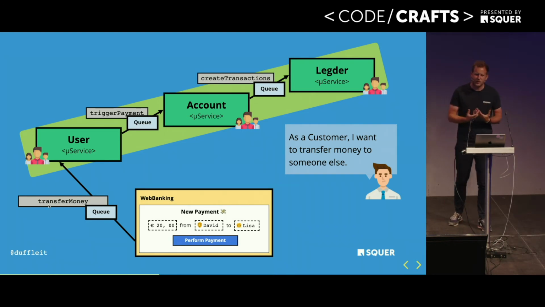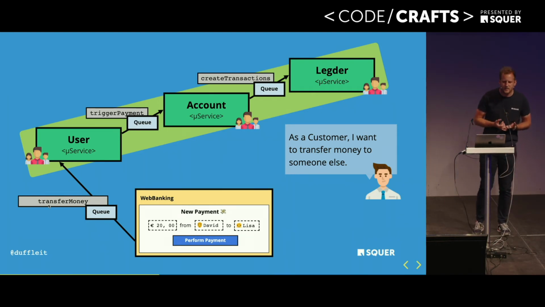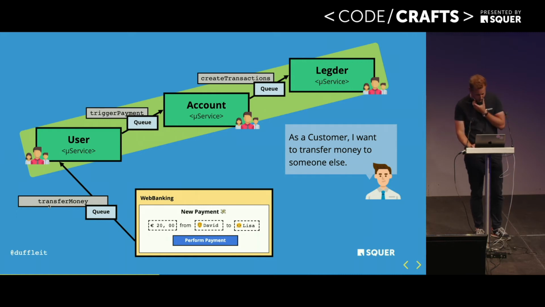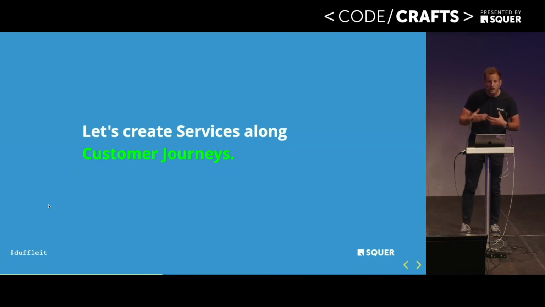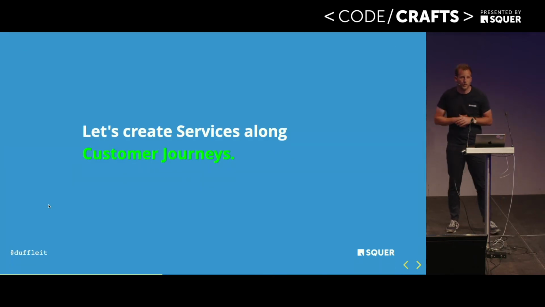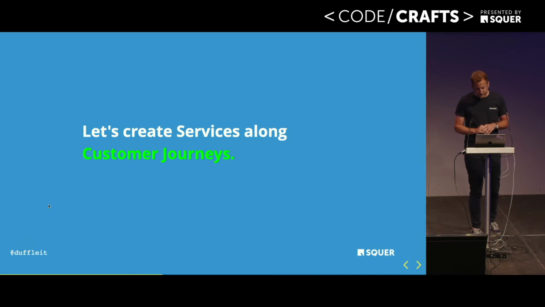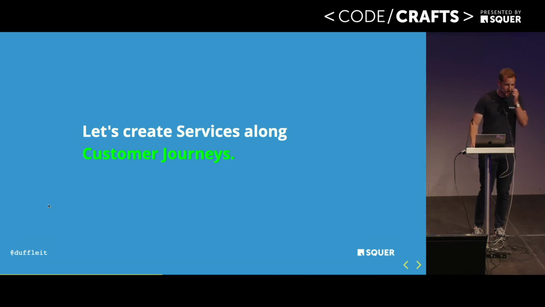And that's not something new, I tell you here, right? This is the so-called entity service anti-pattern we are all aware of and we all want to avoid. Everybody talks about customer journeys, so let's create services along customer journeys. Let's move our systems more into vertical slices. And this idea, again, is age-old.